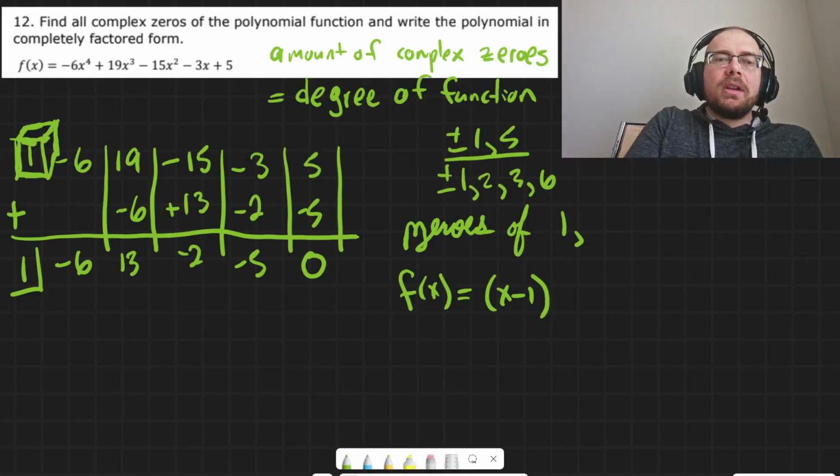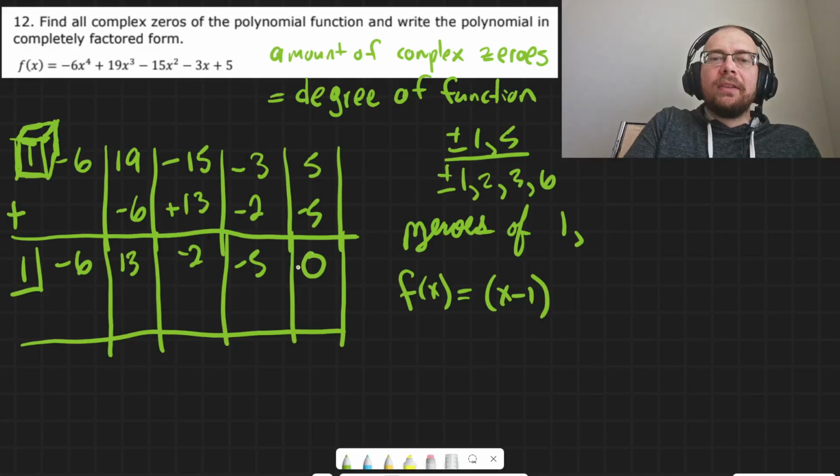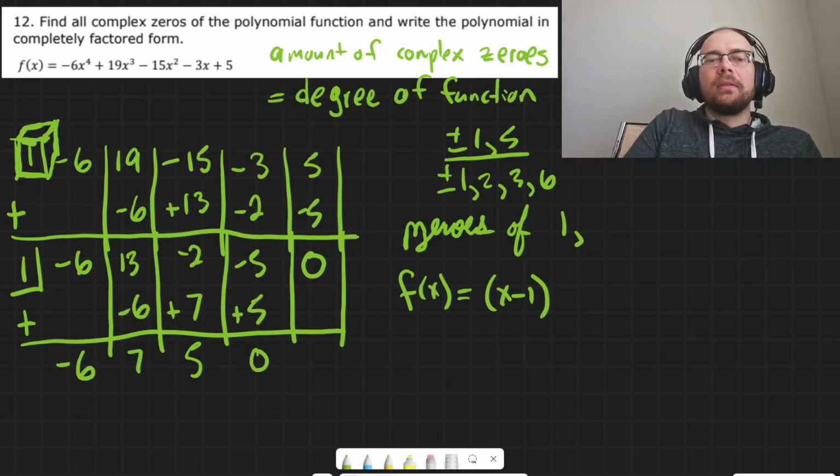All right, so I'm going to bring these down. I don't need to do the 0, that's the remainder. So I'm going to drop this down. That's -6 plus nothing. -6 times 1. 13 minus 6 is going to be 7. 7 times 1 is 7. -2 plus 7 is 5. 5 times 1 is 5. -5 plus 5 is 0. Look at that, it works again.